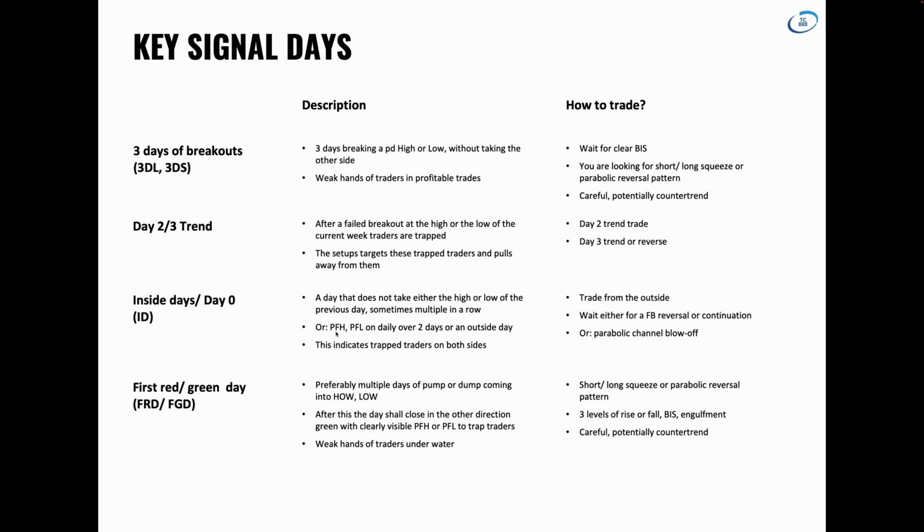Day 0 means you have a fake out high, fake out low, peak formation high, peak formation low over 2 days or maybe on 1 day. It's better if it's narrow also, and then you are looking for a parabolic move on the next day. This shows trapped traders on both sides of this range. As we already saw in the last examples, you are looking for either a false break reversal or a continuation, and you trade that typically from the outside.